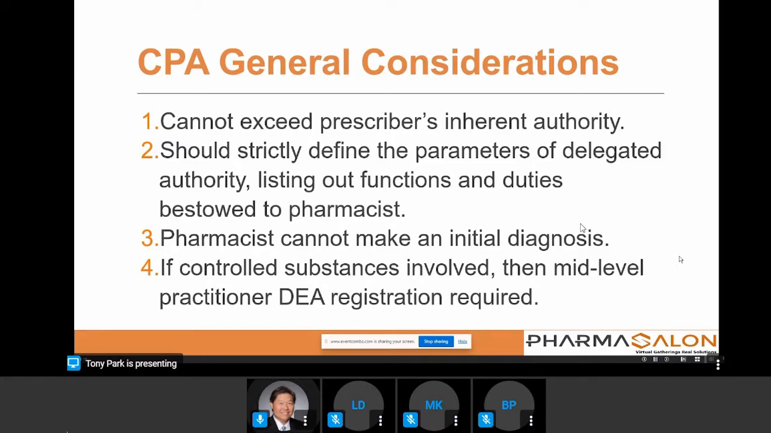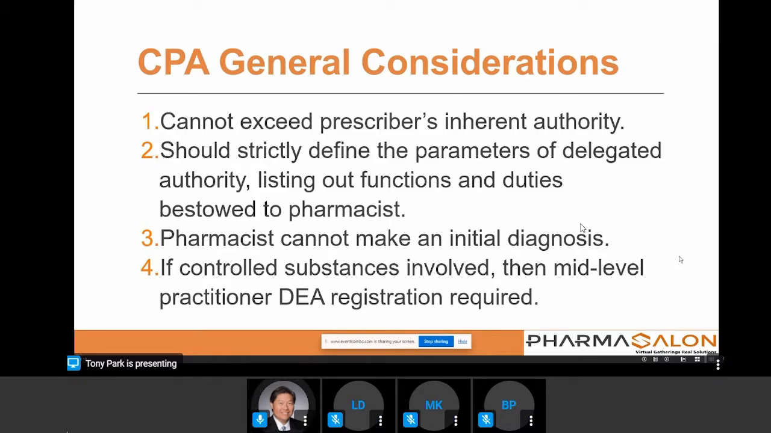First and foremost, whatever delegated authority is bestowed on the pharmacist by the prescriber needs to first have that inherent authority. So number one, the general consideration is that the delegated authority from the prescriber to the pharmacist cannot exceed the prescriber's own inherent authority. For example, a veterinarian trying to enter into a CPA with a pharmacist to initiate drug therapy for lower back pain just isn't going to happen, because no veterinarian has that authority inherently. Kind of an obvious example there.